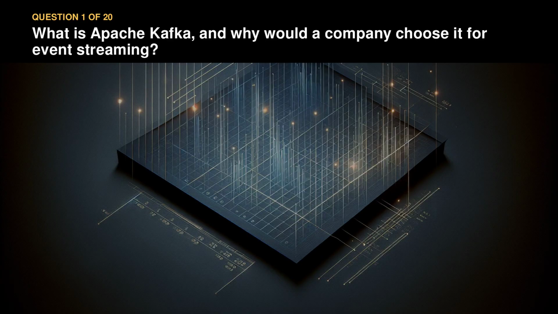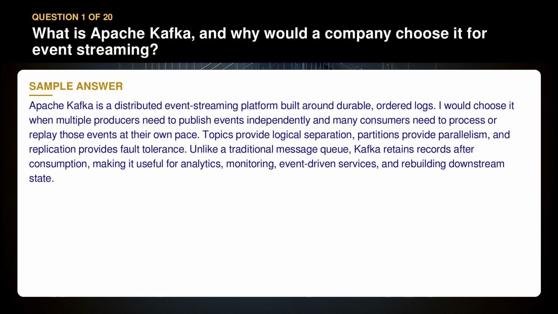Question 1. What is Apache Kafka, and why would a company choose it for event streaming? Apache Kafka is a distributed event streaming platform built around durable, ordered logs. I would choose it when multiple producers need to publish events independently and many consumers need to process or replay those events at their own pace. Topics provide logical separation, partitions provide parallelism, and replication provides fault tolerance.